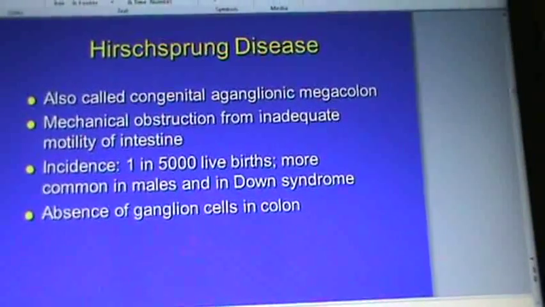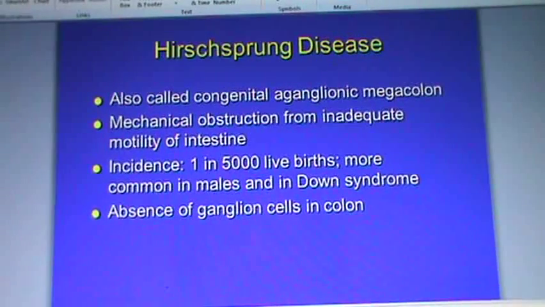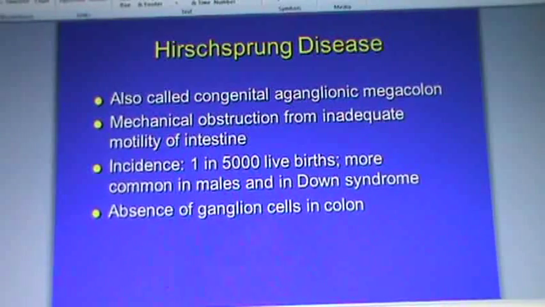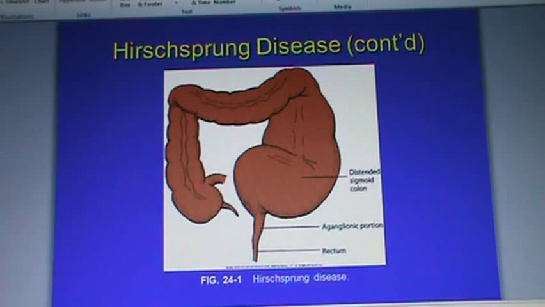Hirschsprung's disease, it's also called congenital aganglionic megacolon. Mechanical obstruction from inadequate motility of the intestine. The incidence is 1 in 5,000 live births, more common in males and in Down syndrome. Absence of ganglion cells in the colon. And there's Hirschsprung's. It shows you the rectum and the aganglionic portion and the distended sigmoid colon because it just doesn't go down.